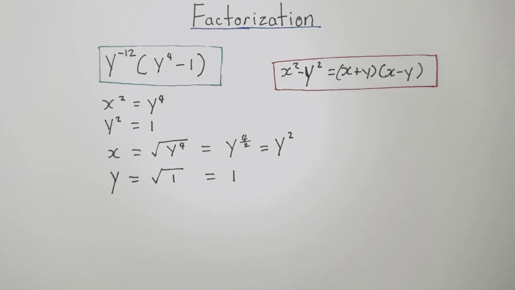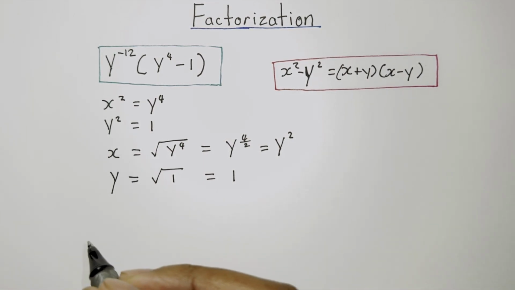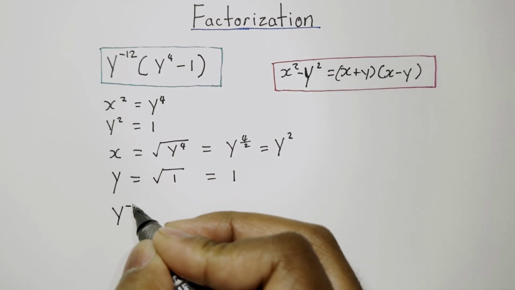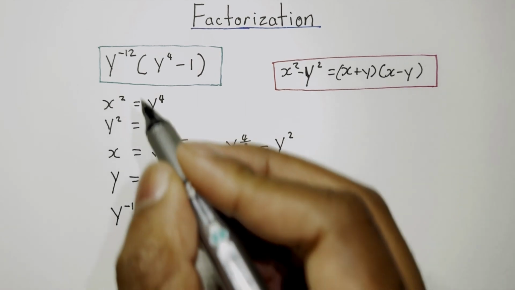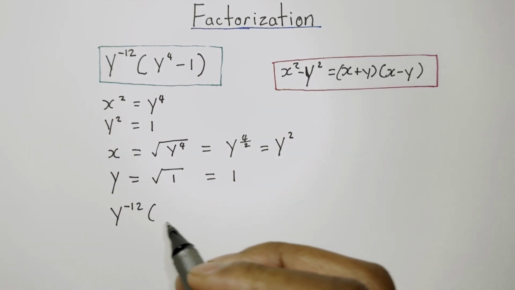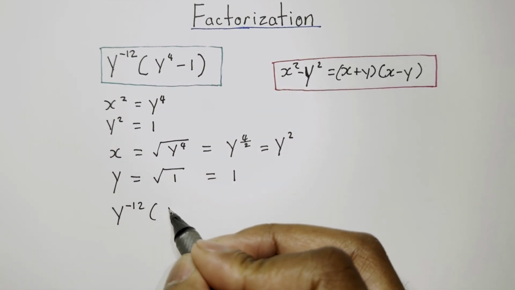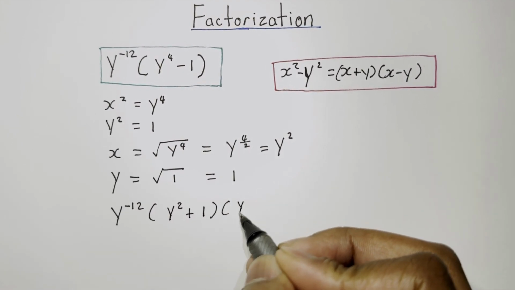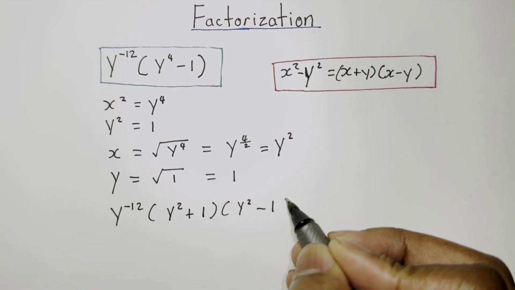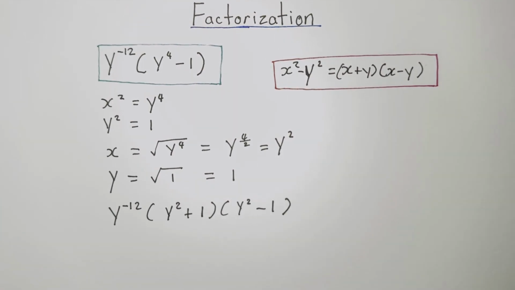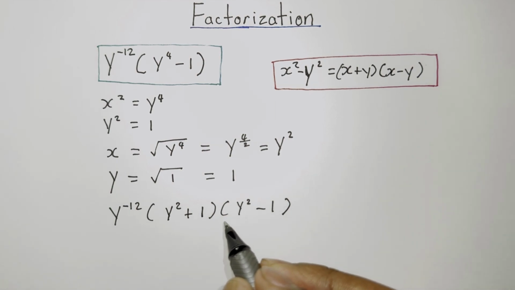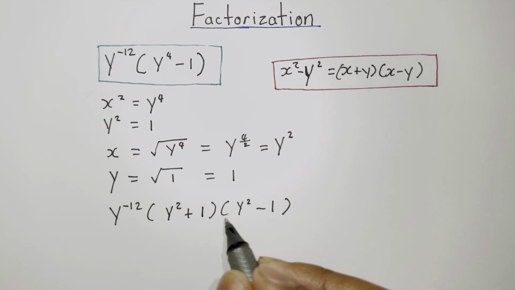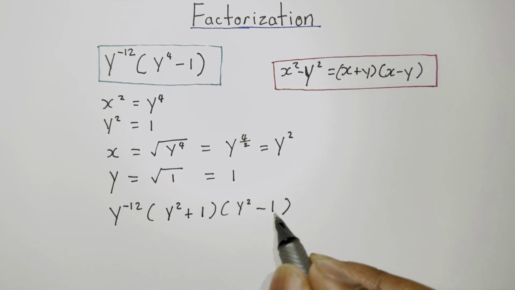Now let's write the result. And as always, we include our GCF. We're not finished as yet. When we look at the expression, we can notice a difference of two squares. So we are going to factor here further.